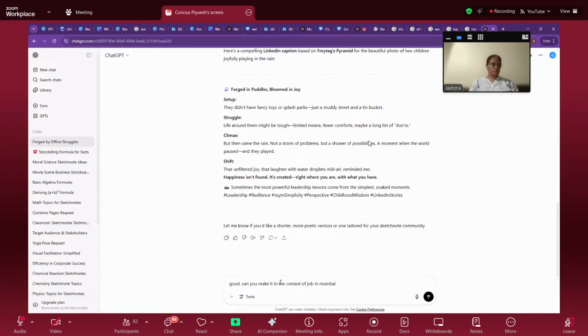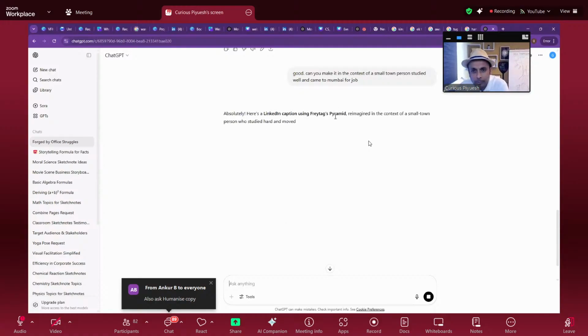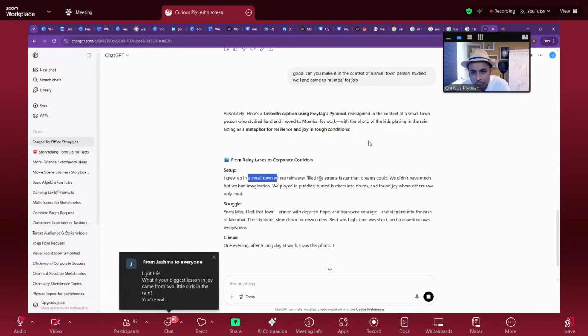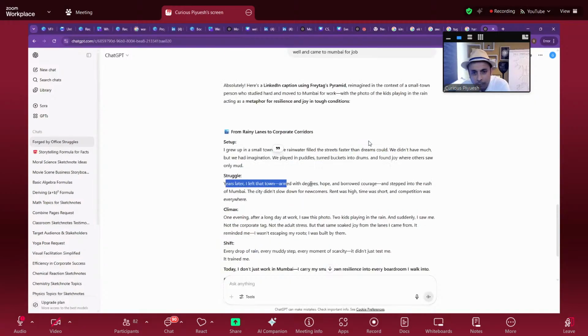Let's say in the context of a small town person who studied well and came to Mumbai for a job. The story which I was trying to make. So absolutely, here's a LinkedIn caption using Freytag's pyramid reimagined for the small town. I grew up in a small town where rainwater filled the streets faster than the dreams could. We didn't have much, but we had imagination. We played in puddles. Years later, I left the town armed with degrees, hope, and borrowed courage and stepped into the rush of Mumbai.